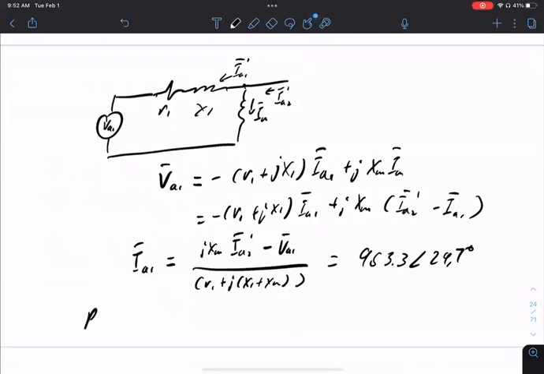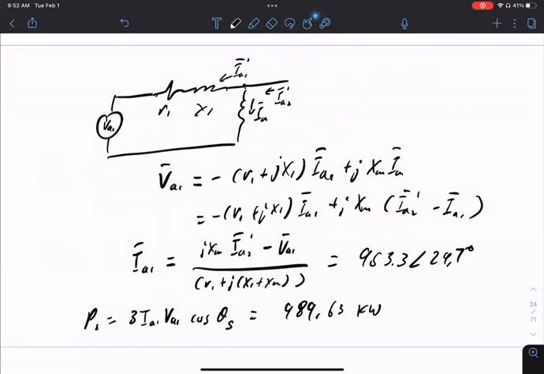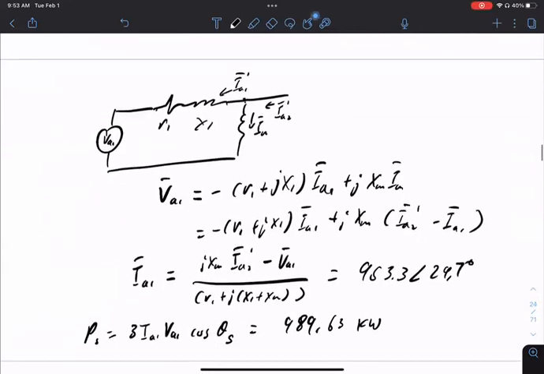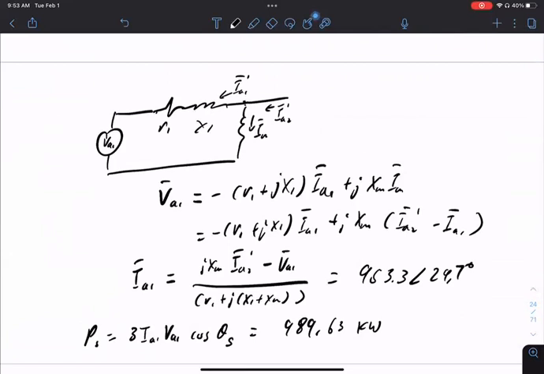This is PS, the power coming out of the stator: 3 IA1 VA1 cosine theta. Here again, the angle is very easy to determine because VA1, the gray side, is always angle 0. Here you have angle 29.5. Putting everything together, we have 989.63 kilowatts. So a bit of power got lost there, but PS is still a little bit less than PD in this case.